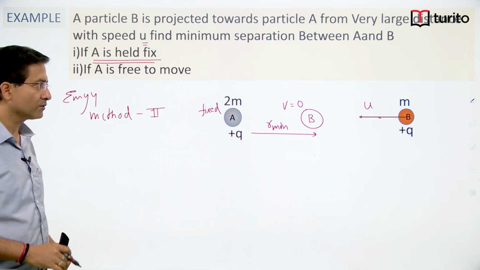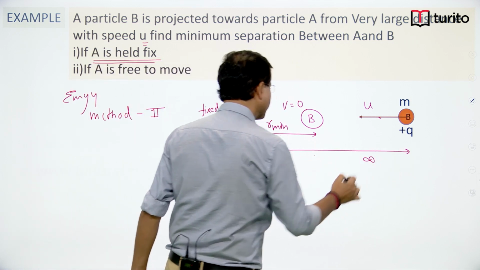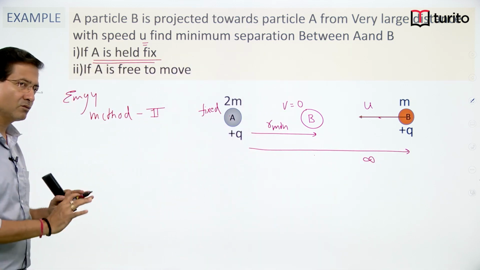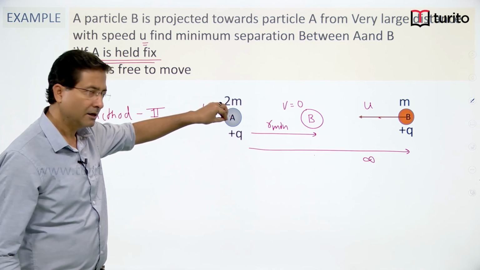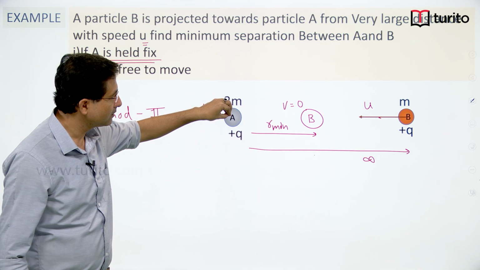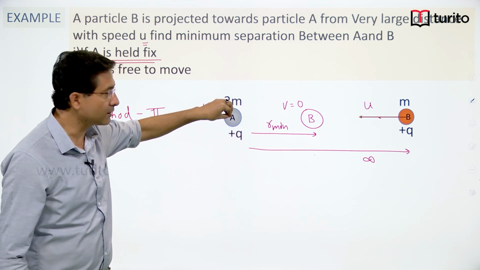So look at the situation once again. Initially they were at infinite separation. As there is no external work done by an external agent, this is held fixed. If it is held fixed, that means the hinge will be exerting force on it.